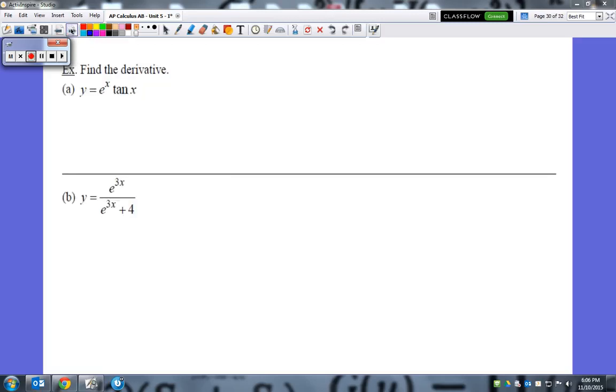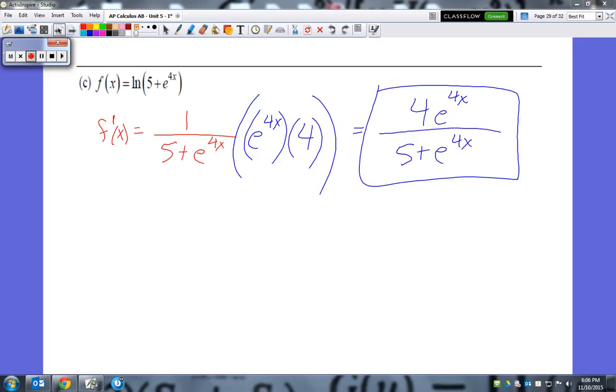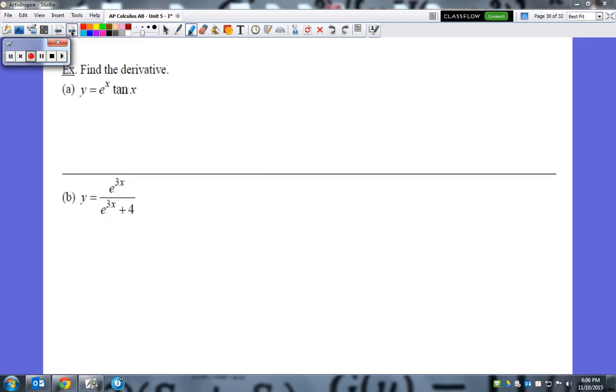Okay? Again, don't cancel those e to the 4x's because it's not multiplication going on in between all the pieces. That is a binomial on the bottom, so you do not cancel. It's a different factoring way to cancel that piece.